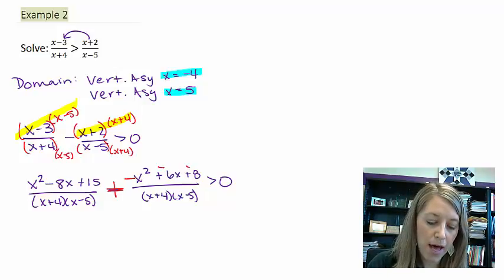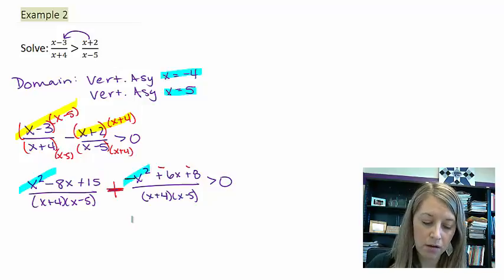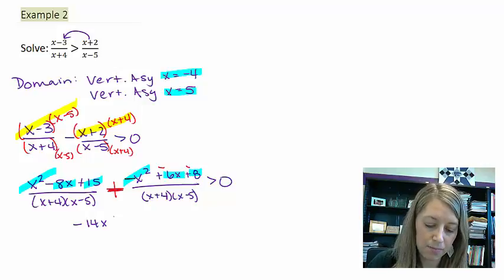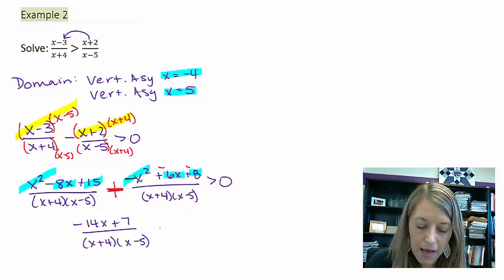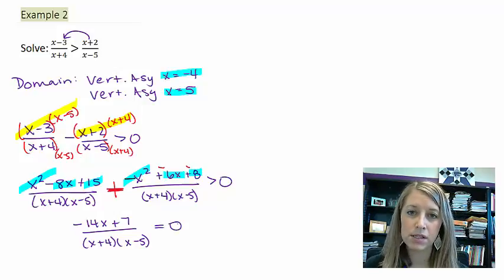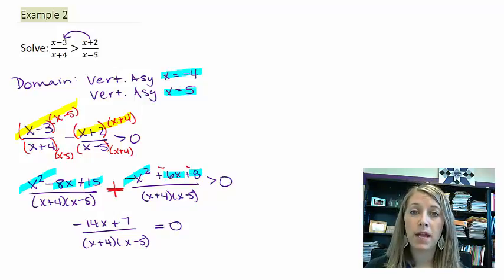Okay, so my x squared minus x squared cancels out. I have -8x minus 6x gives me a -14x. And then 15 minus 8 gives me 7. And that is over my LCD. And this is still technically greater than 0, but I can set it equal to this 0 at this point because I know my answer is always going to be the greater than.